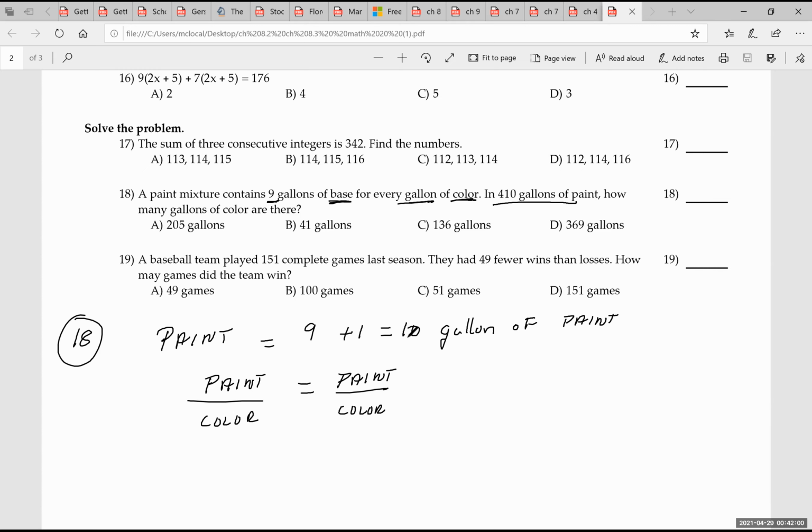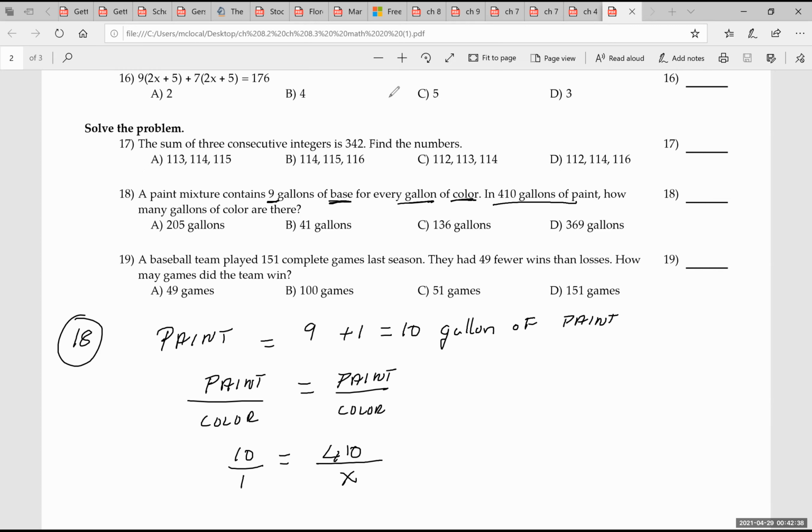So my paint is 10. My color is 1, right? And my paint here, they're asking for 410 gallons of paint. What is my color going to be? Okay, so in order to get my paint, I have to add 9 plus 1, which is 10. So that goes on the top, but my color is still 1, right? It says here, for every gallon of color, so my color is 1. For 410, what will be my color?